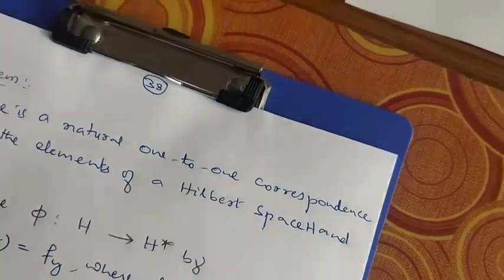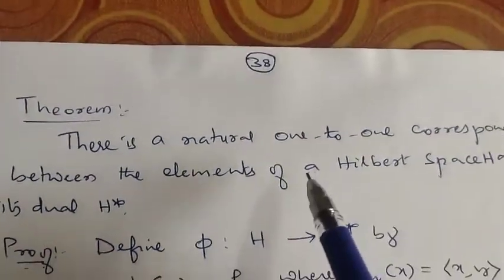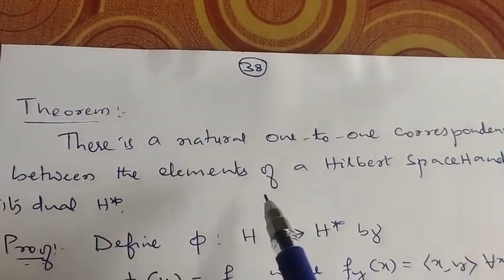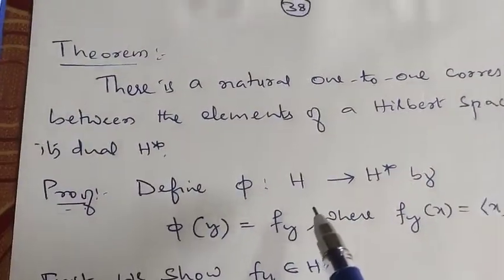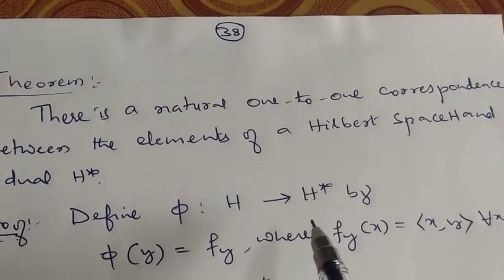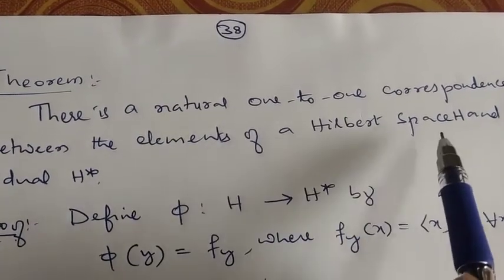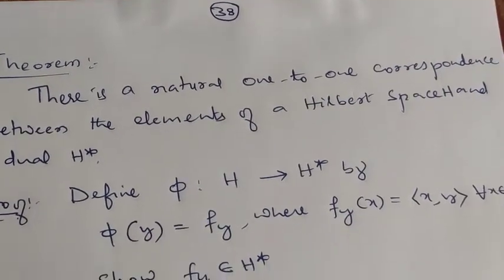First, in this class we show that there is a natural one-to-one correspondence between the elements of a Hilbert space H and its dual H star. For this, what do we have to do?